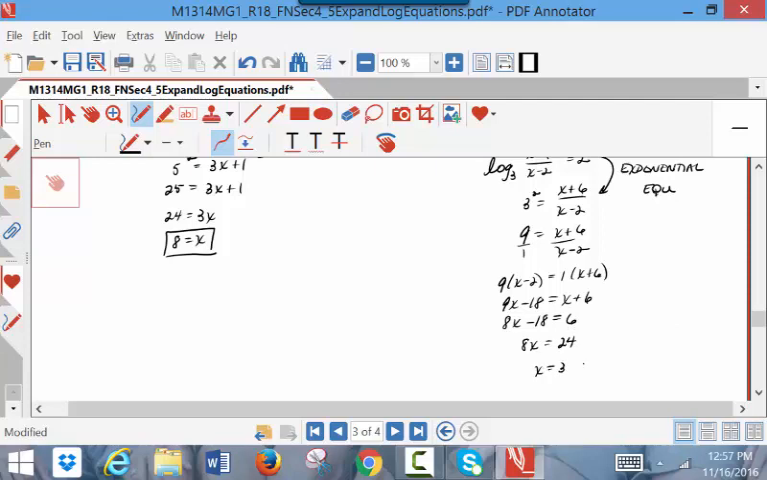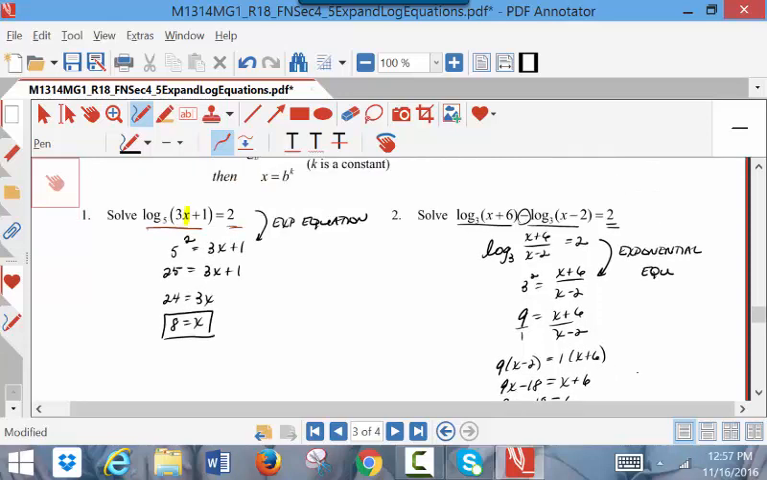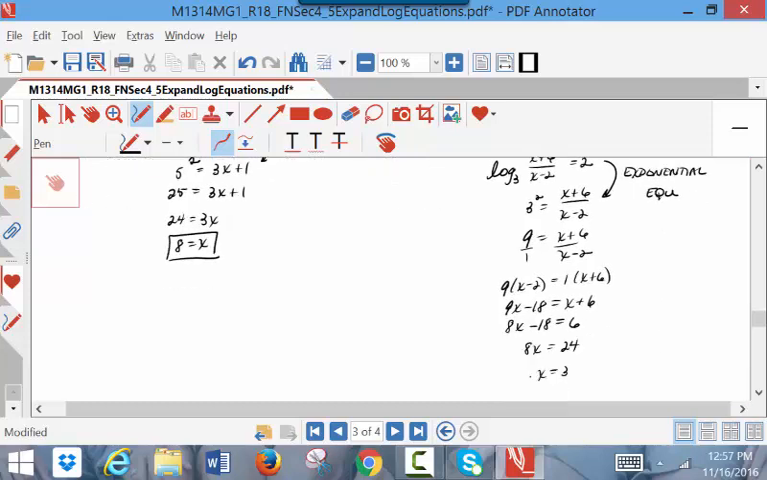I get a 3. Before I square it off, I should always look back to make certain this is not going to make an argument of a logarithm negative. So an x value of 3 up here, this would be 3 plus 6, which is a positive, 3 minus 2, which is a positive value. So this is a good solution.